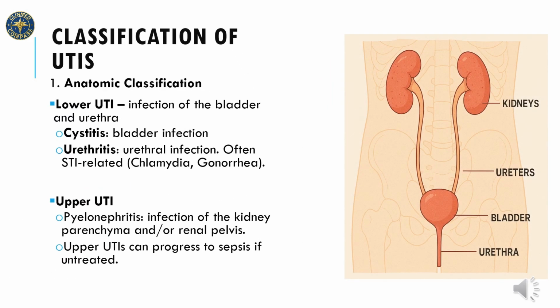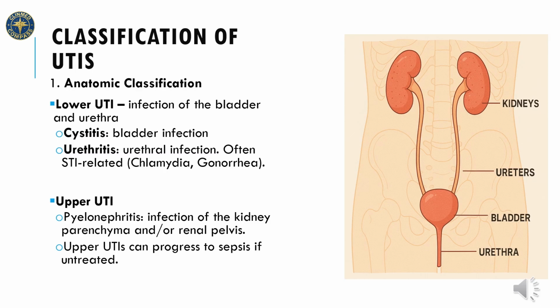Now let's look at the classification of UTIs. UTIs can be classified based on anatomy into lower UTI and upper UTI. The lower UTI is infection of the bladder and the urethra, as in cystitis, bladder infection, and urethritis, urethral infection. Urethritis is often STI related, with examples being chlamydia or gonorrhea. The upper UTI, the prototype is pyelonephritis. This is the infection of the kidney parenchyma and/or the renal pelvis.